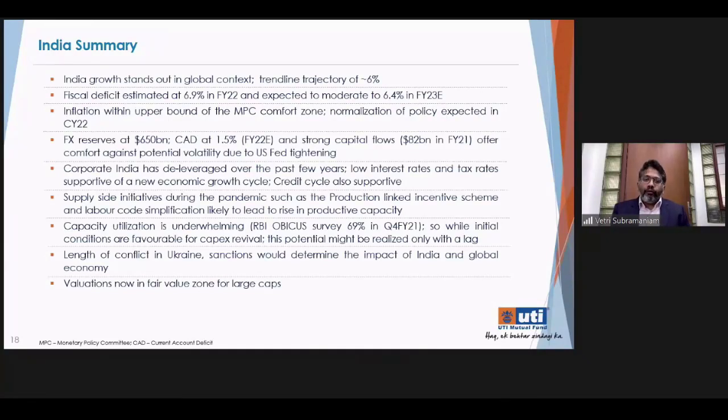But thankfully, India's starting conditions are quite favorable in terms of macroeconomics, FX reserves, current account deficit, capital flows, corporate India balance sheets, deleverage, bank balance sheets in good shape, scope for credit cycle to be supported. The biggest change compared to the webinars that I've been doing for many months now, maybe almost 6 to 8 months, is that valuations have once again dipped into the fair value zone for large caps. So, those are about the key thoughts that I wanted to share with you.